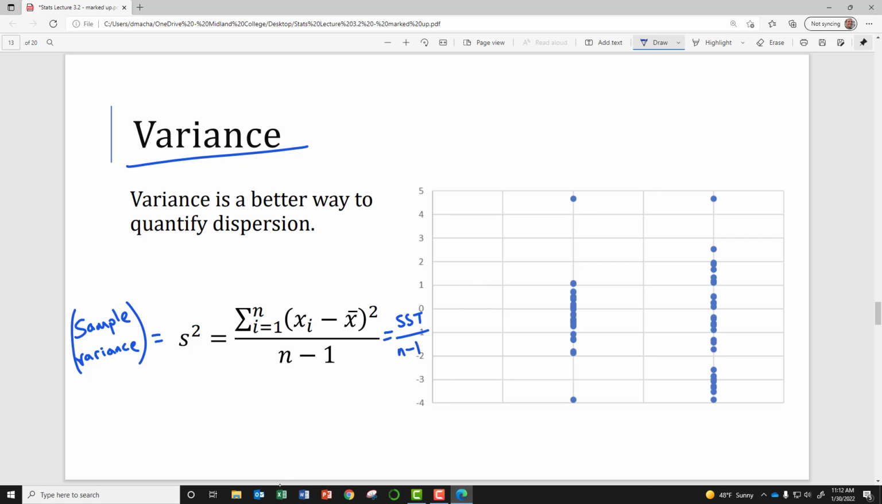Remember that capital Greek letter sigma means sum, and we're summing over all of the deviations squared for each of the measurements. And notice that this is the symbol for sample variance. So if I'm talking about sample variance, I'm going to use a lowercase s squared. Not just lowercase s by itself, but lowercase s squared is the symbol for sample variance.